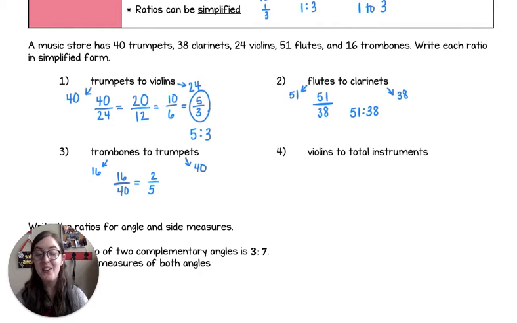Okay, so there are 16 trombones and 40 trumpets, so we have 16 over 40. You might have noticed that 8 went into both of them. You might not have, but either way, when you simplify, you end up with 2 to 5, or 2/5.